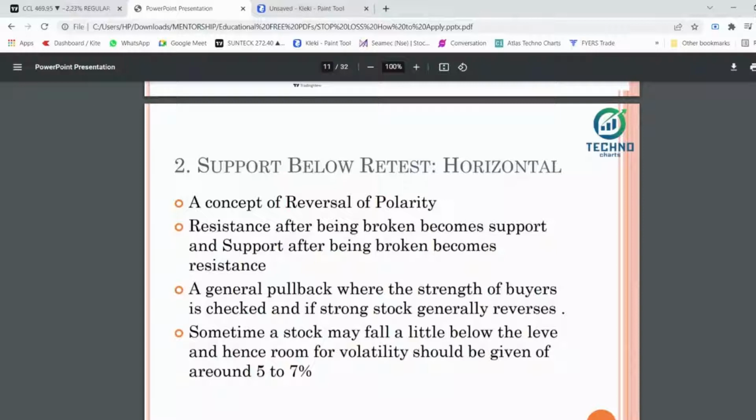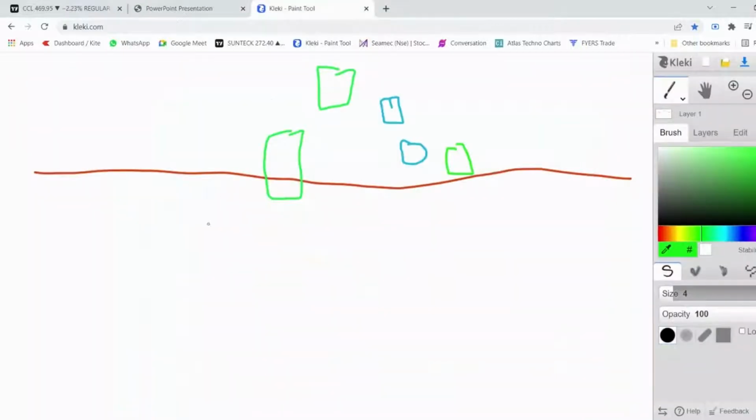So the second method that we are going to look at is stop loss below the retest level or horizontal level. Now, a concept of reversal of polarity is being considered here, where resistance after being broken becomes support, and support after being broken becomes resistance. So whenever a resistance breakout occurs with a green candle, the stock will move forward for a few sessions and then again pull back to the resistance area, which should now act as a support for the trend continuation.